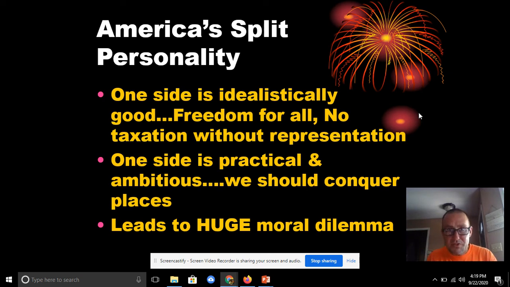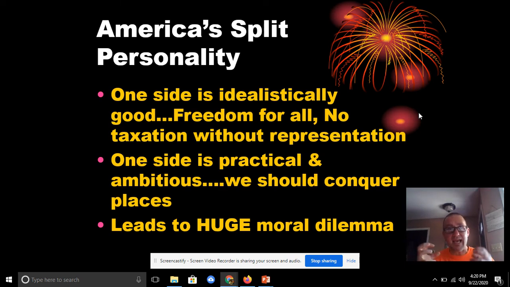So the split personality again, on the one hand, Americans are all about freedom and liberty and people being able to do what they want. On the other hand, we want to be a strong, powerful nation too. And part of being a strong, powerful nation is we need to go and conquer other places and get in fights and take more land.